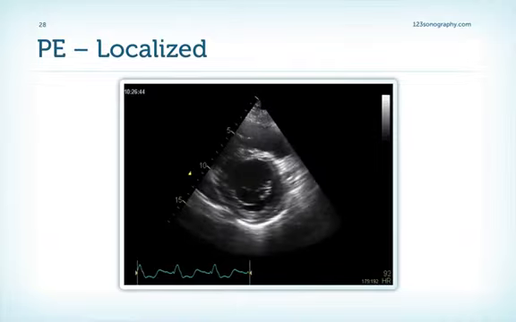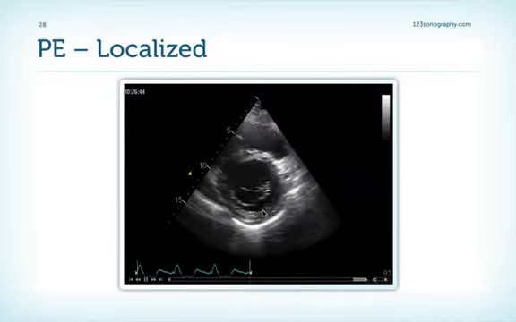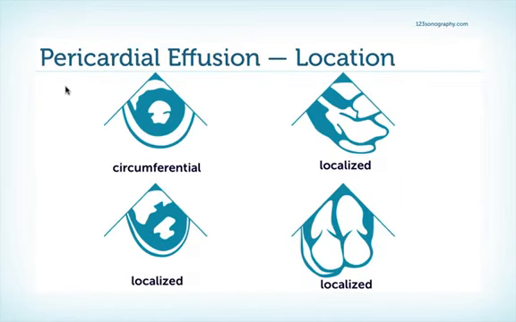Here is a short axis view which shows us the echo-free space right here below the inferior wall of the left ventricle. In other words, it is localized. So this example is what we see right down here, a localized pericardial effusion beneath the left ventricle. But it can also be localized more in the region of the right ventricle and the right atrium, or sometimes even in the region of the left atrium.